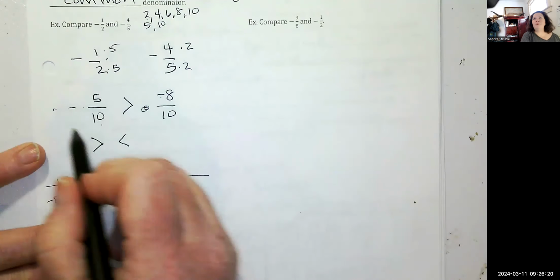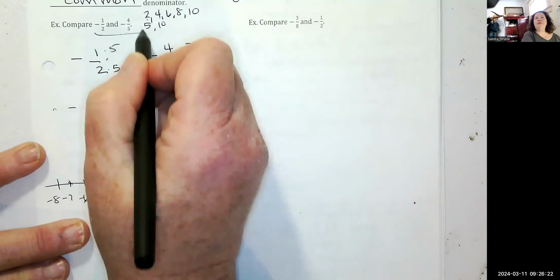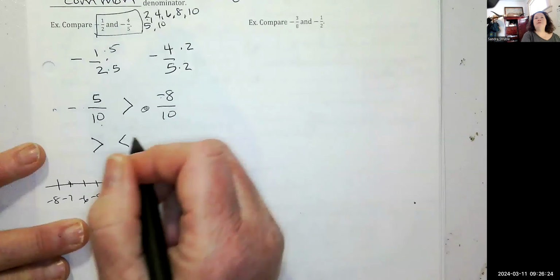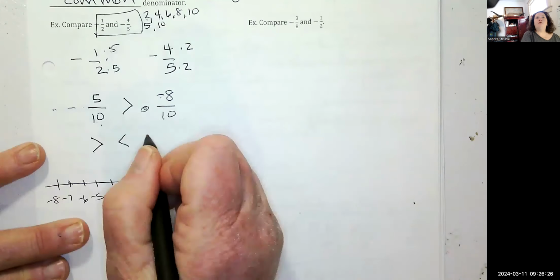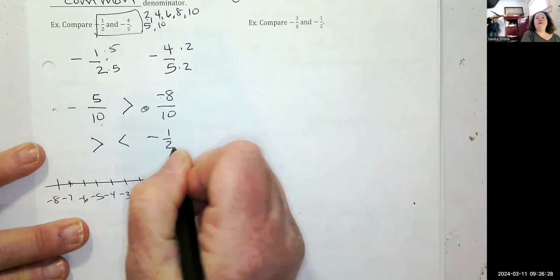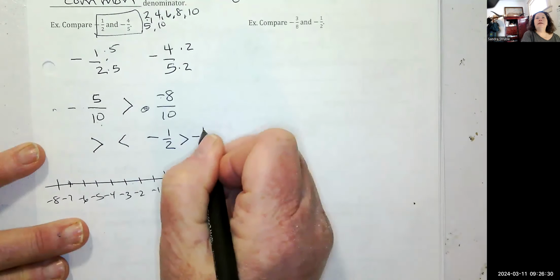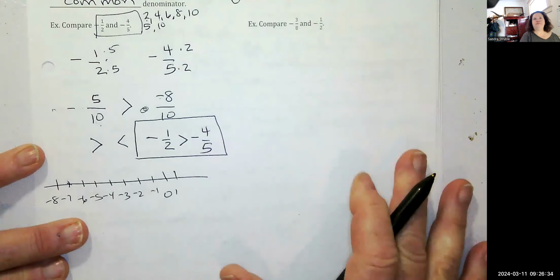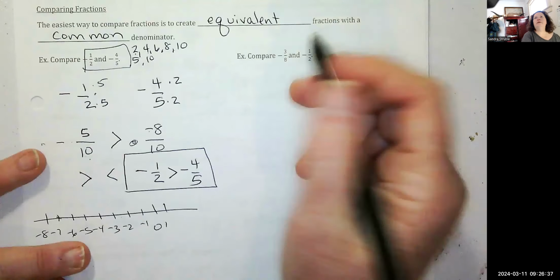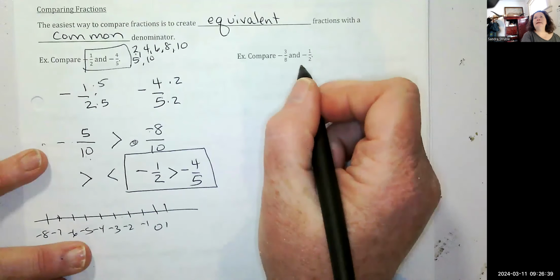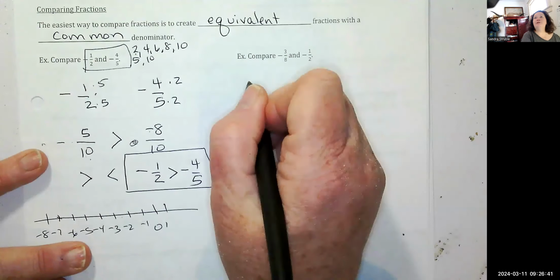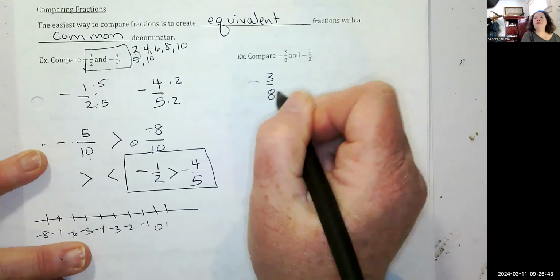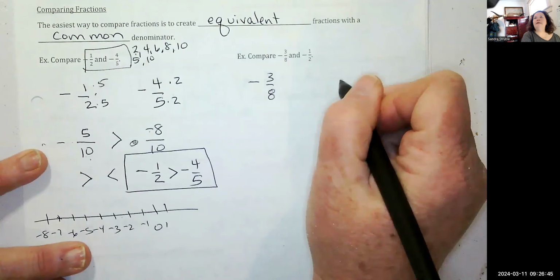This is not the form you're going to leave it in because we're comparing these two fractions. What we have to do is put them back to their original form. -1/2 is greater than -4/5, and that is your answer. Okay. Comparing -3/8 and -1/2. Attempt this one yourself. -3/8 and -1/2.